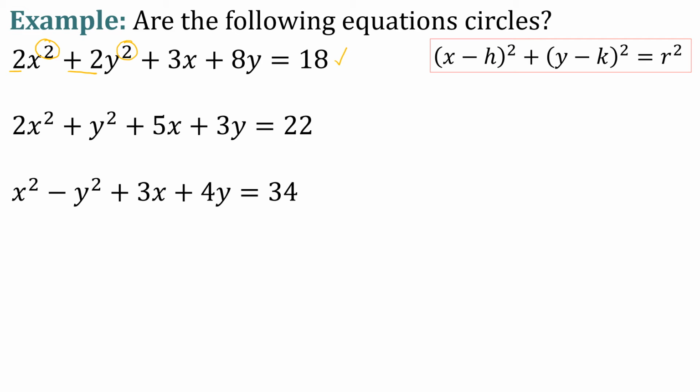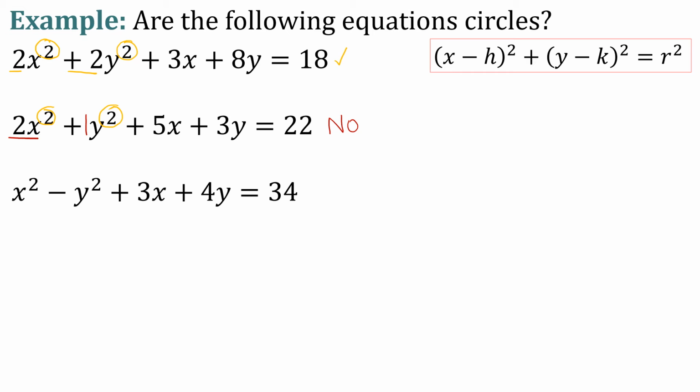So let's look at our second equation. 2x squared plus y squared plus 5x plus 3y equals 22. Here, my x is squared and my y is squared. Now let's look at the coefficients for x and y. Here I have a 2x, and for my y, I have a 1y. So no, this is not a circle because the coefficients do not match.